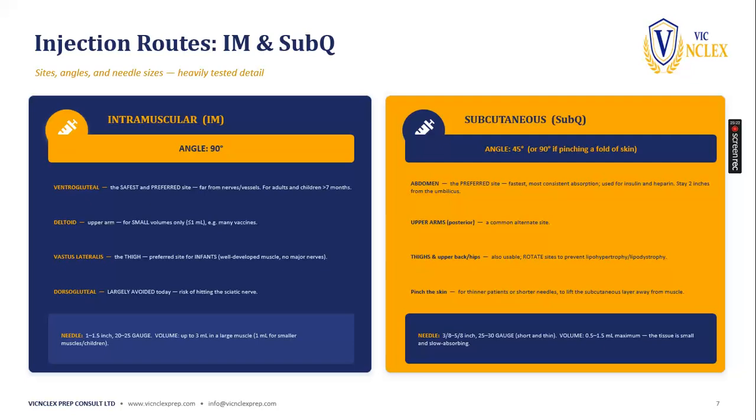So we go 90 degrees. Don't forget about this. Now when we look at subcute, it is usually 45 degrees. The only time we go 90 is if we are pinching the skin. Are you following? The only time you go 90 for subcute is if you're pinching the skin fold up. That is the only time you can go 90 degrees for subcute. But if you're not pinching the skin up, you go 45 degrees.